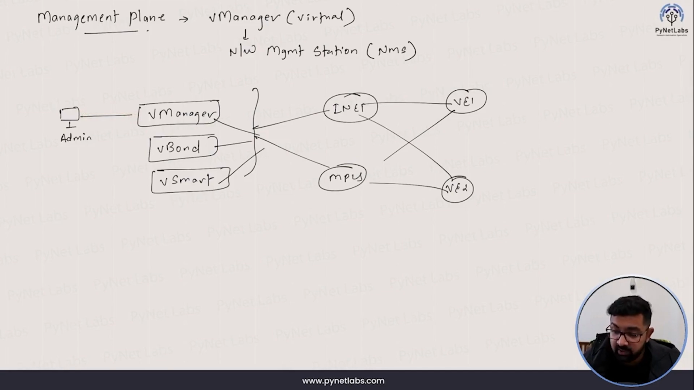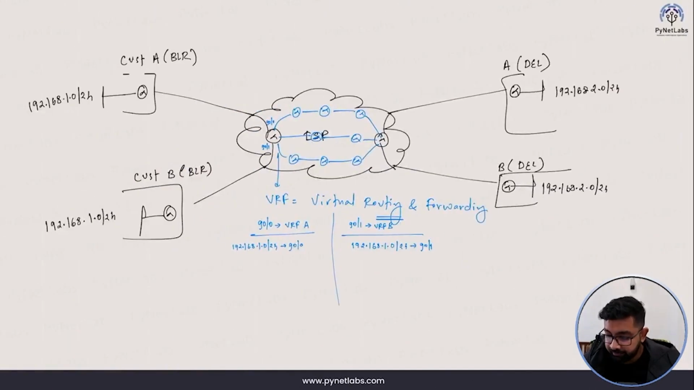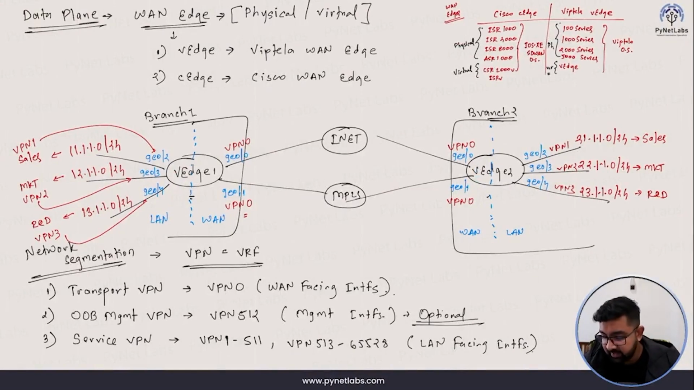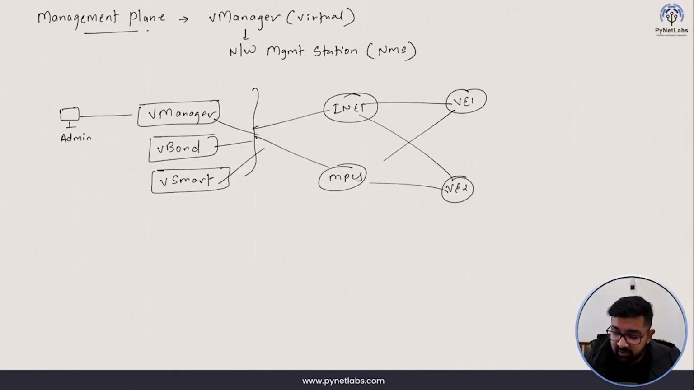with the admin machine. So if you remember when we discussed the network segmentation, I highlighted that the transport VPN, over which the WAN facing interfaces are part of VPN 0, and the management interfaces are part of VPN 512. So due to this behavior, if let's say we are using Ethernet 0 as a port on our vManager and Ethernet 1 as another port, this Ethernet 0 is going to be part of VPN number 0 and the Ethernet 1 will be part of VPN number 512, as it is specifically being used for out-of-band management, right?